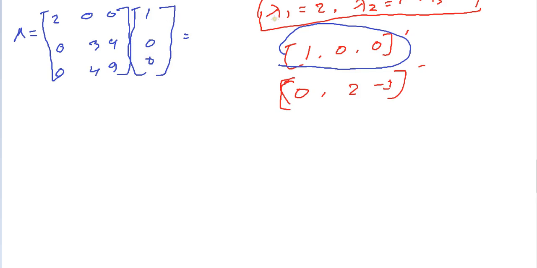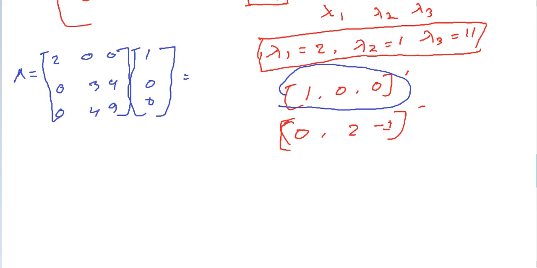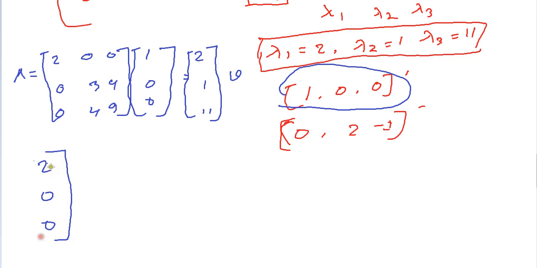What are our eigenvalues? The eigenvalues are 2, 1 and 11. So we are expecting that v should be like this. Say, for example, 2 times 0 0 0, so this should be 0, and similarly this and this should all be 0. So if we multiply this like this, we found this.